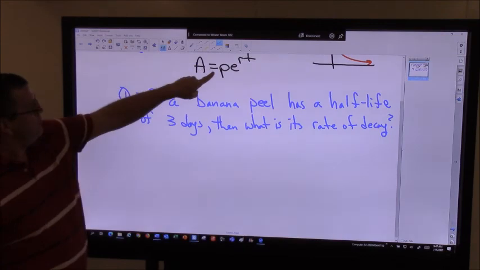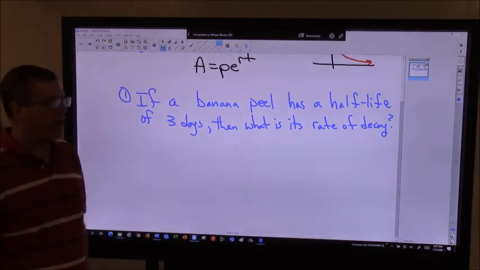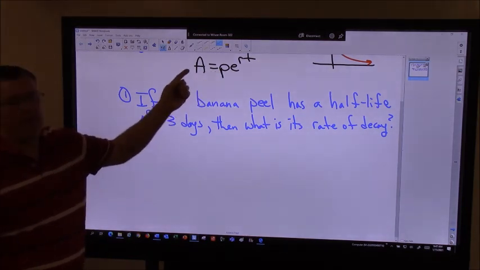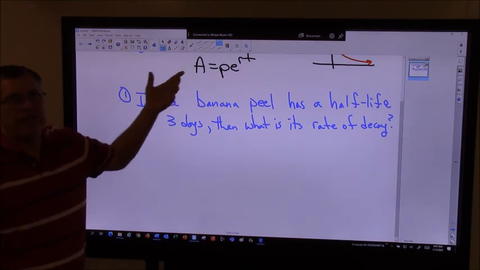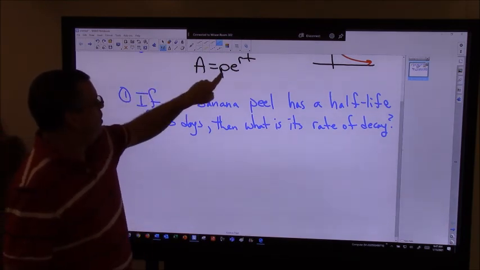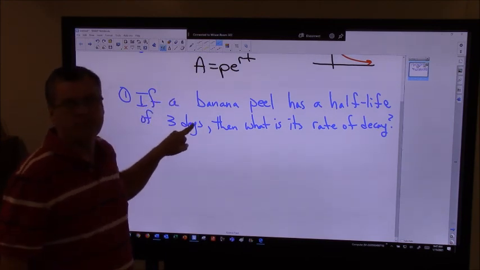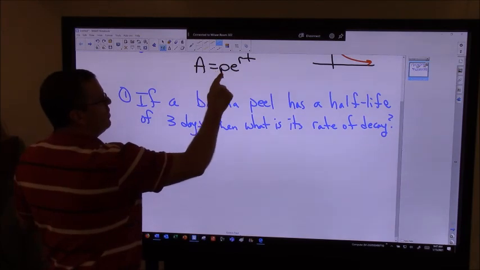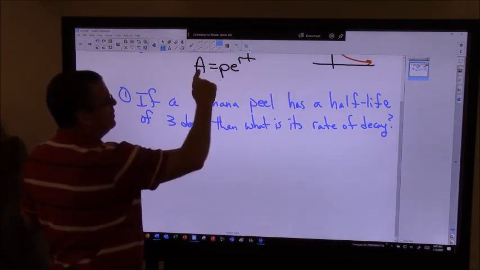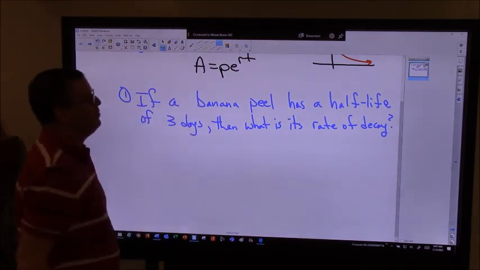So we want to use this formula, and one of the questions that people often have is, how do you even know what you have to begin with and what you have later? And I'm like, it doesn't matter. Whatever you start with, half of it is left after 3 days. Right? Whatever we start with, because this is an initial amount, half of it is left after 3 days. And by doing that, I should be able to solve for r.